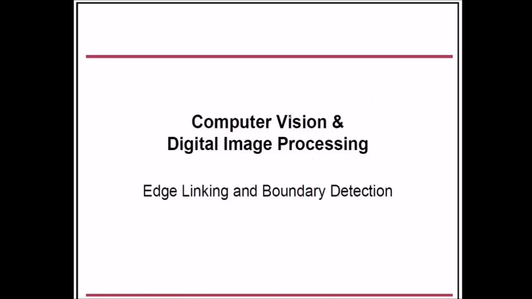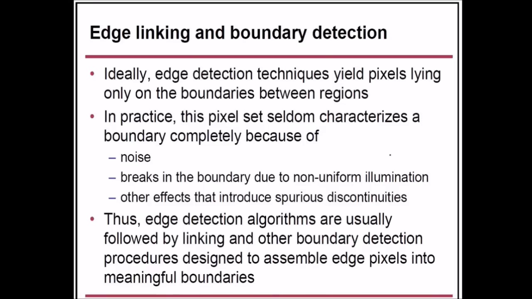So let us see this edge linking and boundary detection. Ideally, these edge detection techniques yield or output pixels lying only on the boundary between the regions. But in practice, this pixel set seldom characterizes a boundary completely because of noise, breaks in the boundary due to non-uniform illumination, and other effects that introduce spurious discontinuities.